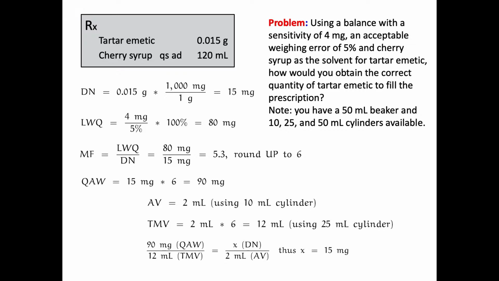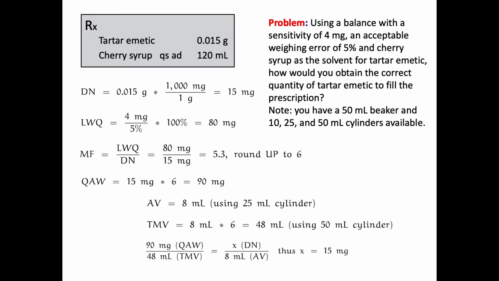So in this case, what would the diluent volume be? Well, and again, a diluent is cherry syrup. Well, we have 2 milliliters. We would need to add an additional 118 milliliters of cherry syrup to our 2 milliliter aliquot. That would give us a total volume of 120 milliliters. And we can see that 2 milliliters of aliquot provided 15 milligrams. So that's how we could correctly compound this prescription, even though we can't weigh less than 80 milligrams.